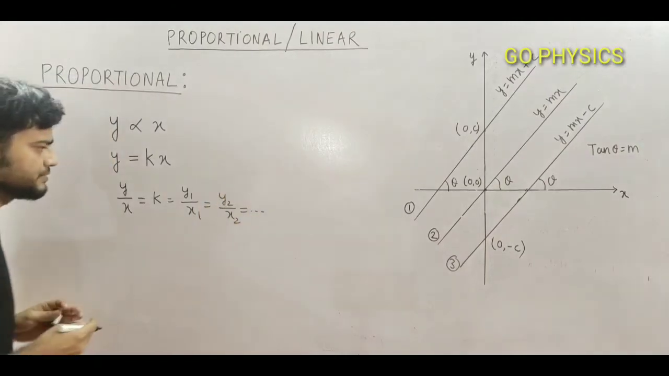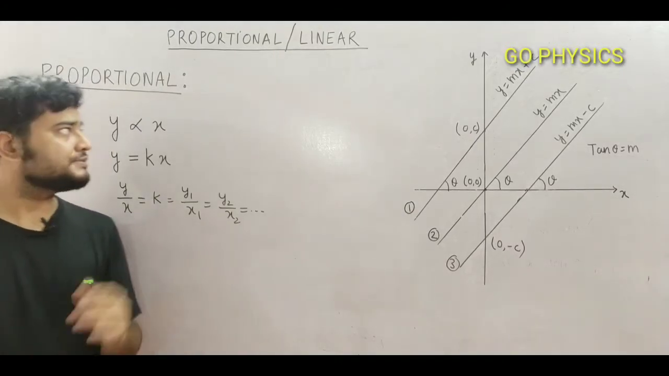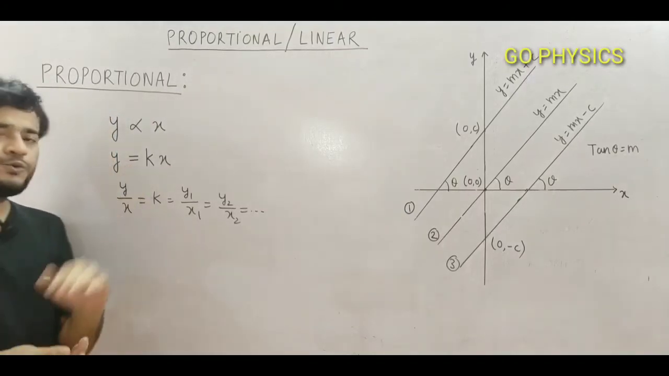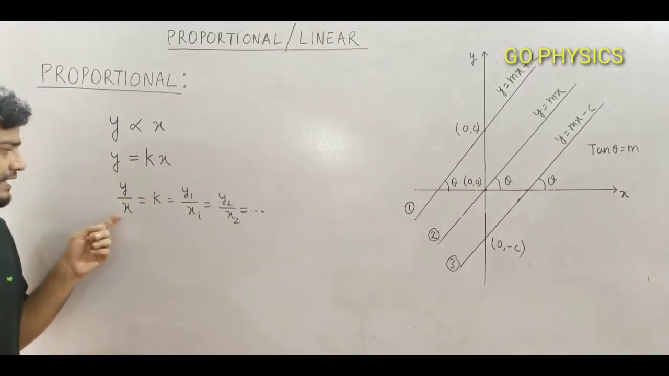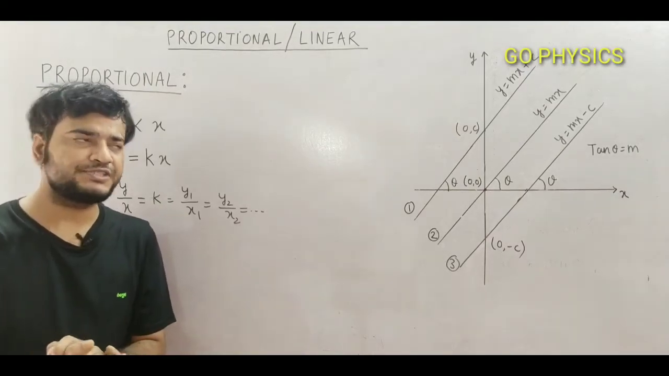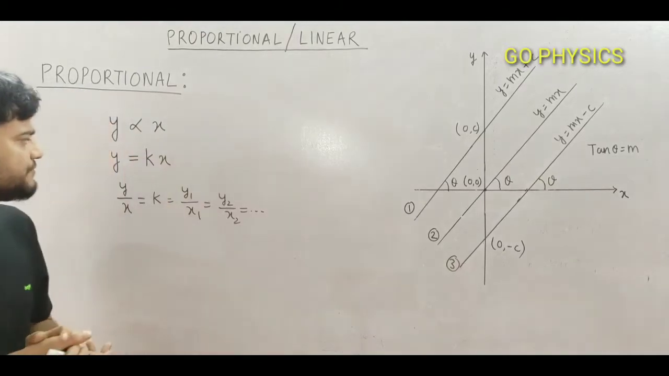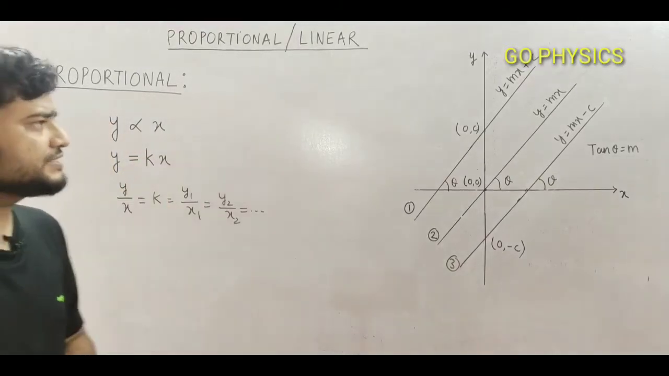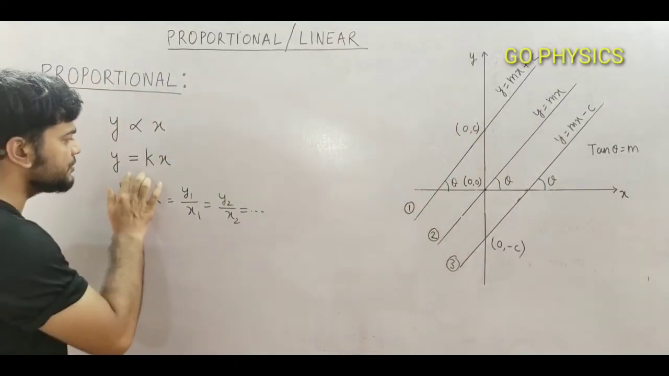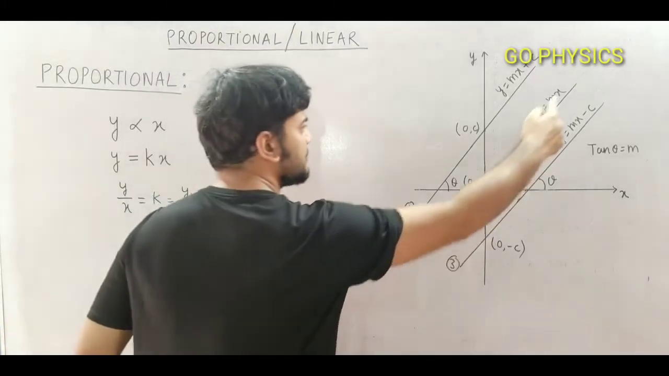And so on. So the mathematical form of any proportional relationship is y equal to kx, or y by x equal to a constant. And graphically, if we want to see the proportional relationship between two variables, then if we compare y equal to kx with y equal to mx, it means that y equal to kx is a straight line passing through the origin.